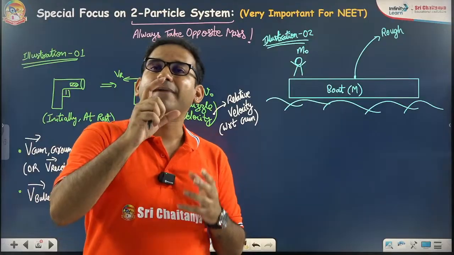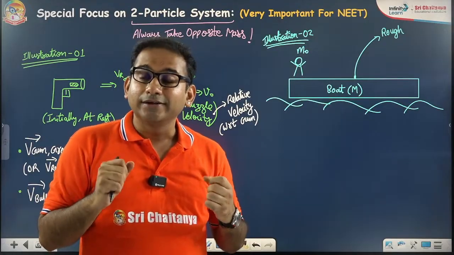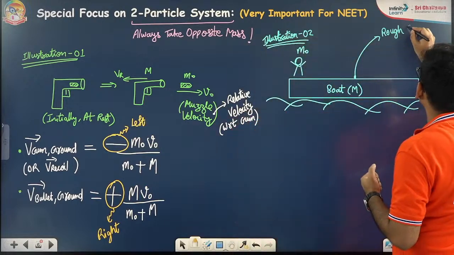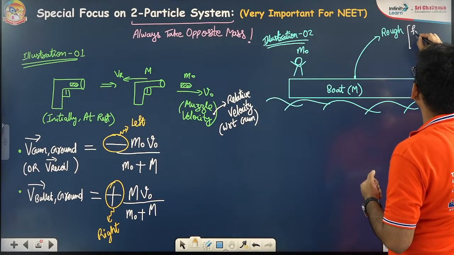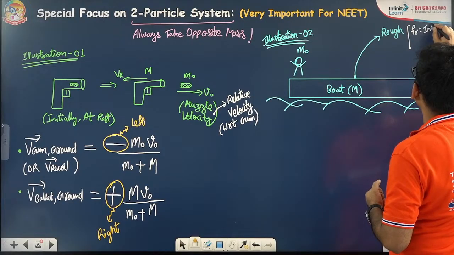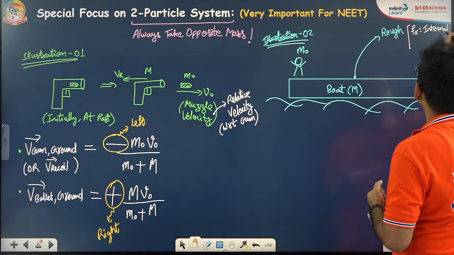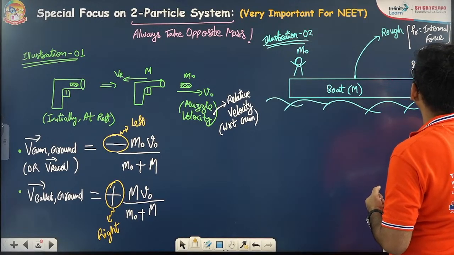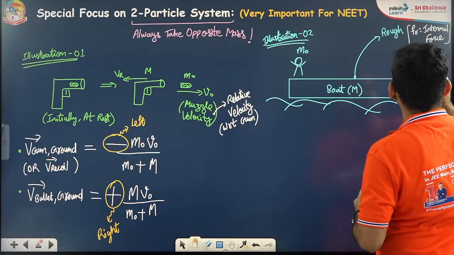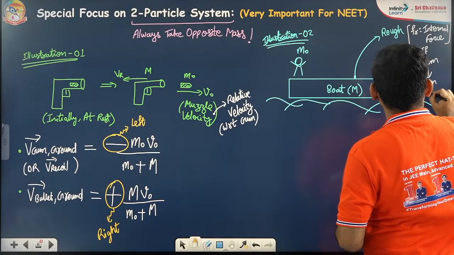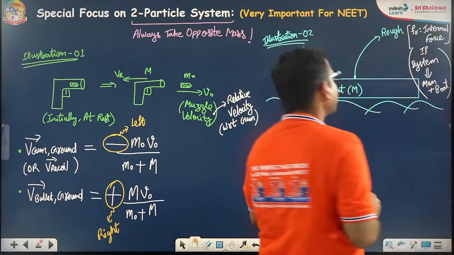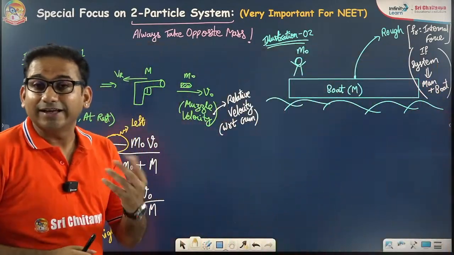But if you consider man plus boat as a system, the same friction will become an internal force. It is rough. Here friction becomes an internal force if the system is man plus boat. Okay, so friction will become internal. All right, and that is every time good for us.